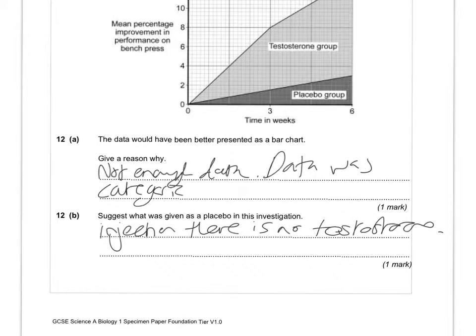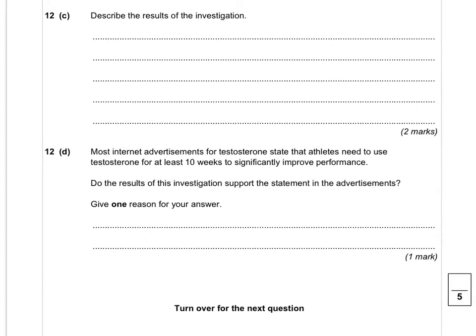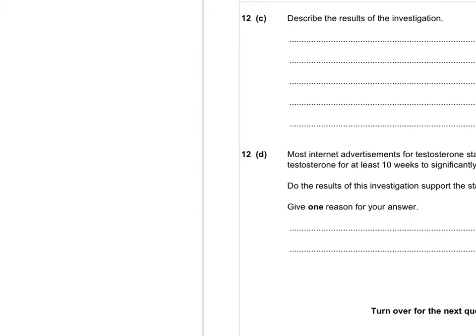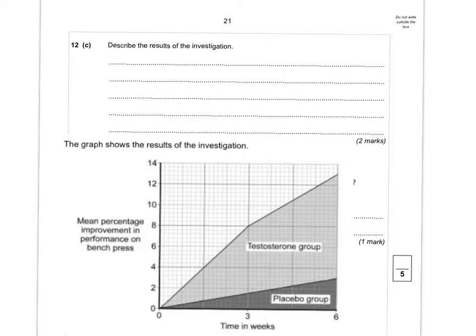Okay, next question. Describe the results of this investigation. We're going to bring in the graph from the previous page, and then we'll look at that in a bit of detail. So just pause the video. Okay, so the graph should be on the screen now, and if we look at the graph, we've just got to describe the results of the investigation. We're not going to explain why it happened, so make sure you're looking at your keywords, your command words in the question. So describing this graph, we can see that the testosterone group increases over the 6 weeks to a much higher percentage improvement than the placebo group. It's actually at about 13%, whereas the placebo group, we'll just read off for that, that's at about 3%.